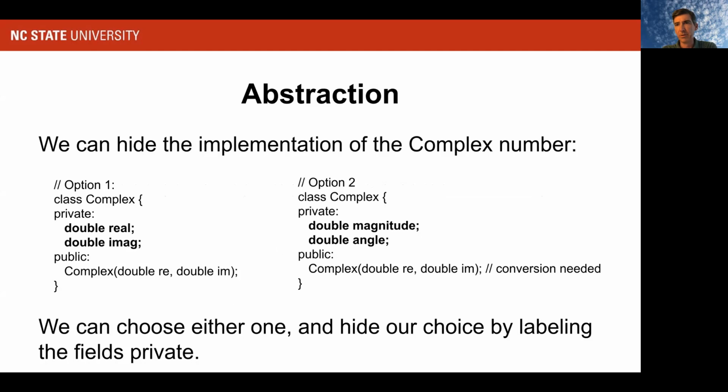Okay, so an example of abstraction would be hiding the details of how a complex number is actually implemented. For example, I could use option one, where I implement the complex number with two doubles that represent the real and imaginary part in rectangular form. Or I could use option two that implements a complex number with two double values, one that represents the magnitude and one that represents the angle. And by making these doubles private in both of these classes, anyone using the object doesn't need to understand that implementation choice.